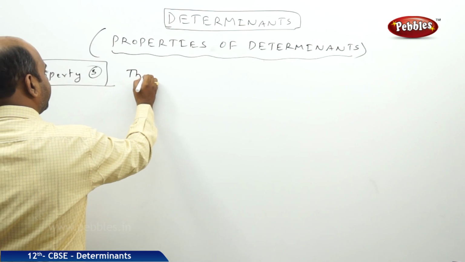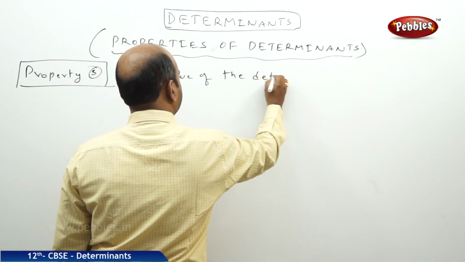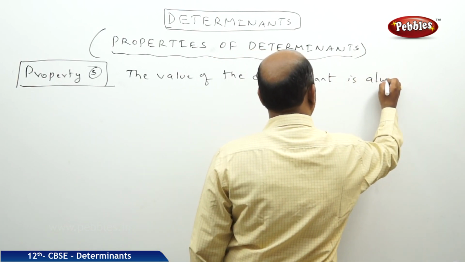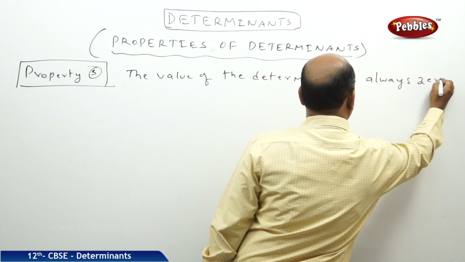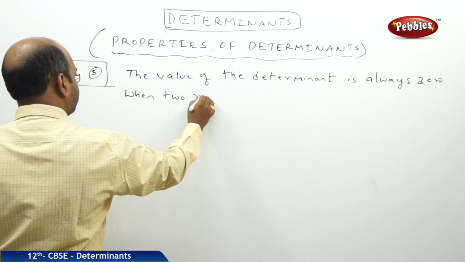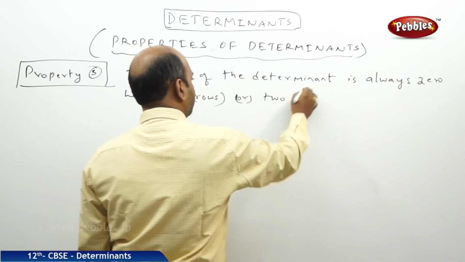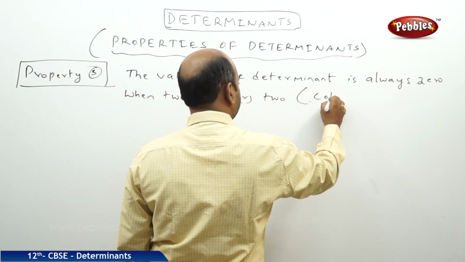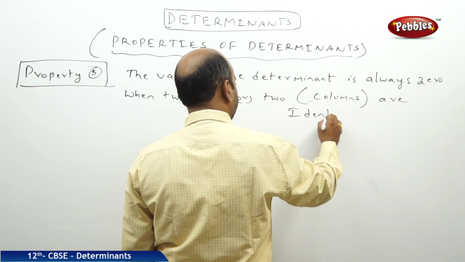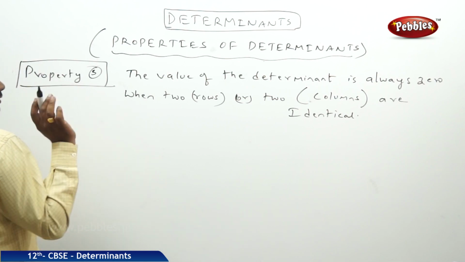Right. Property 3 we will see. The value of the determinant is always 0 when two rows or two columns are identical. That means when two rows or columns are identical, the value of the determinant is 0.